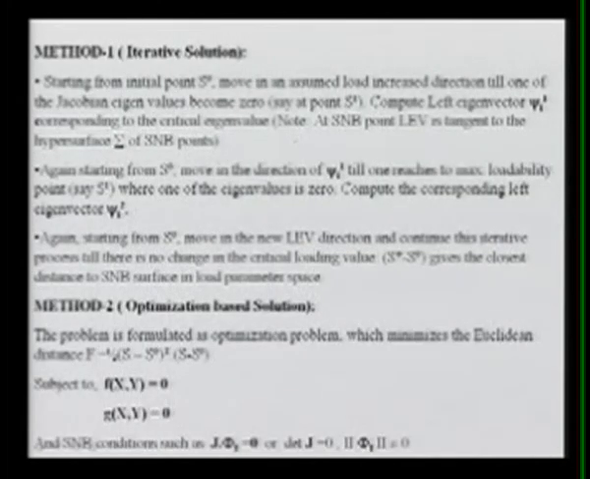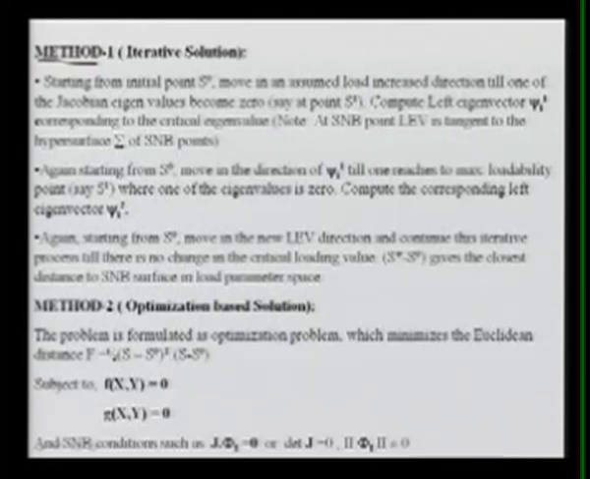Now how can we determine the difference between S naught and S star? Method number 1 is the iterative solution method, which starts from the initial point S naught and moves in an assumed load direction. You can assume any load and increase it in any assumed direction until one of the Jacobian eigenvalues becomes 0.